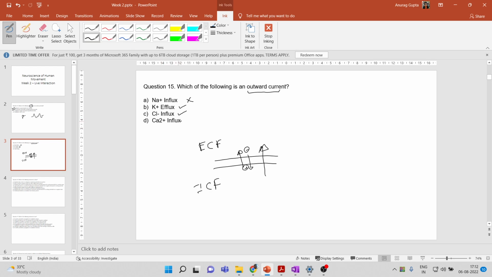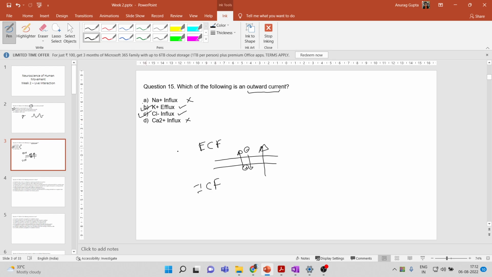And then Ca2 plus influx. Again, this is an inward current because positive charges are entering inside the cell. So this is not the answer. So the final answer is B and C. So these two are the correct answers.